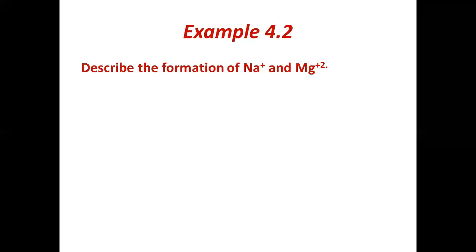Describe the formation of sodium cation, a monocation because it has one charge, and magnesium divalent cation because it has plus two charge. Monovalent cation, valency is plus one. Divalent cation, valency is plus two.